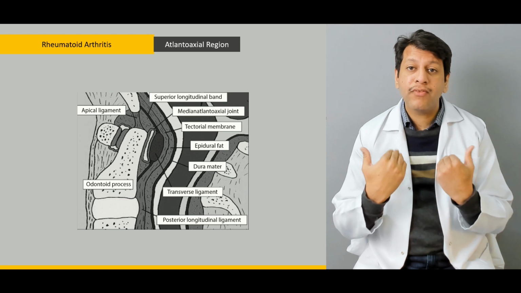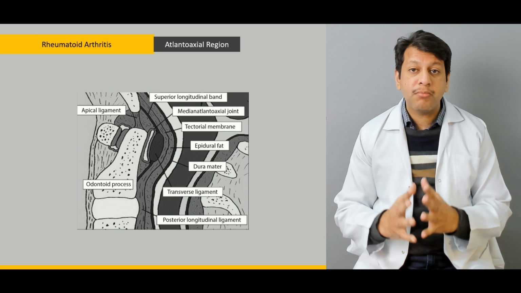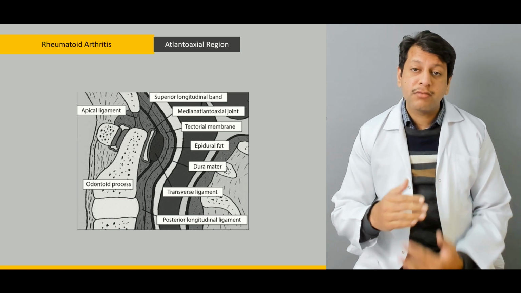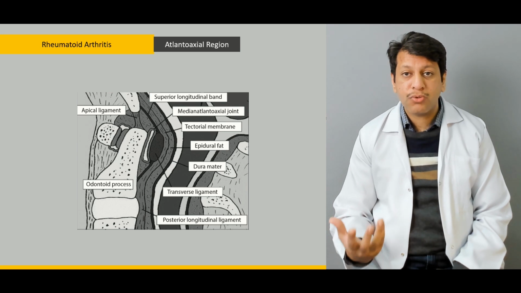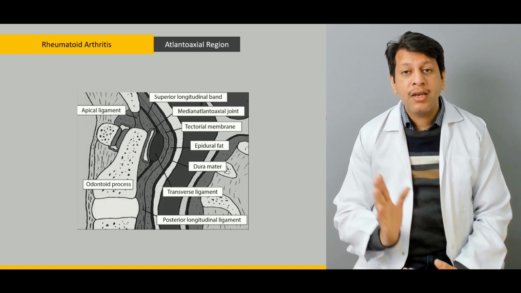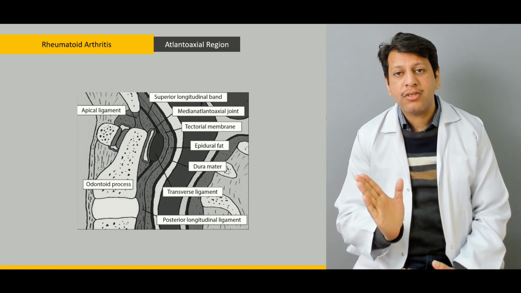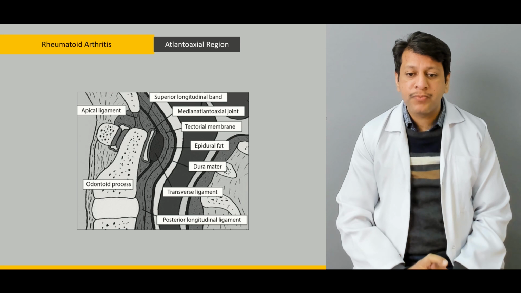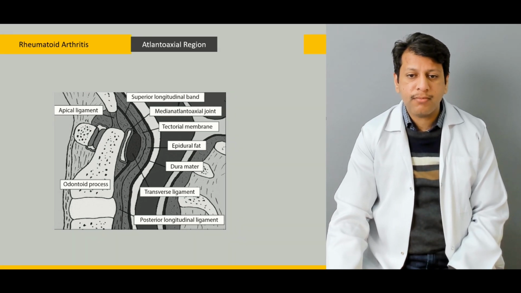When we get flexion and extension views, we are assessing ligamentous stability. If there is rheumatoid arthritis, there is ligament weakening, or there may be an associated rupture of the ligaments. Along with bone weakening, this leads to forward or backward subluxation of one bone over another. That is what we look for.